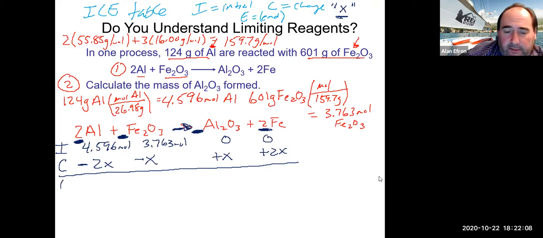All right, so what we're going to do at the end part here is basically carry everything down. So on the bottom here, we're going to have 4.596 minus 2x. I'm just going to take the moles out for now so I don't have that moles kind of in the middle.